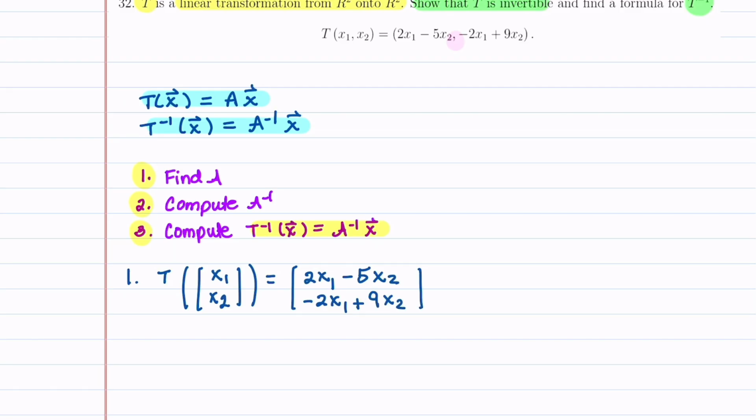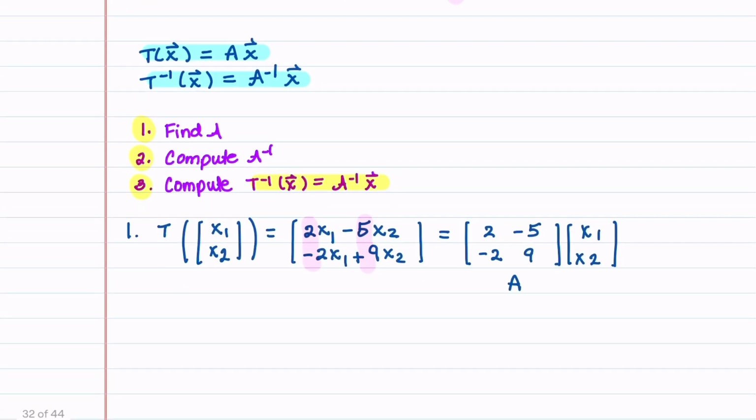Now we're in a format where we can go ahead and break this down into A times x. So our matrix A is just our coefficients right there. So this is 2, minus 5, minus 2, and 9. And we multiply this by x1 and x2. So we did all this so that we can find our matrix A, and there it is.